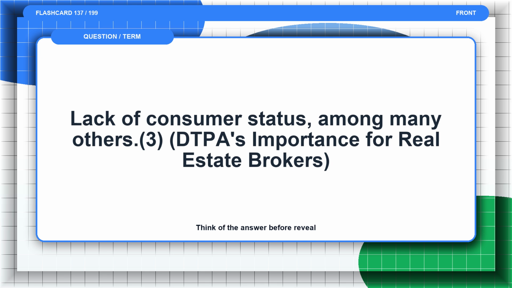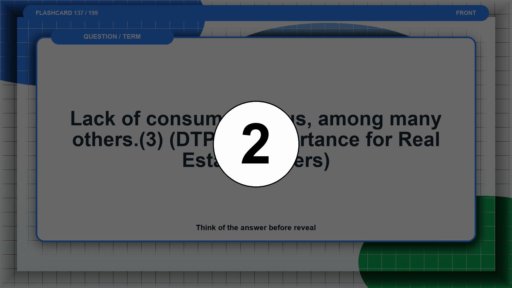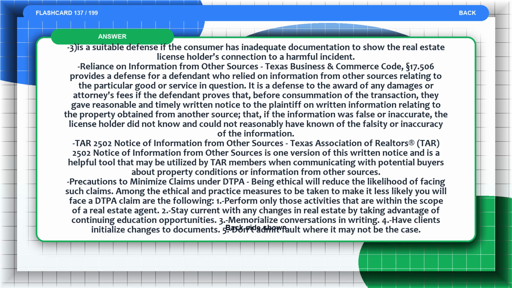Flashcard 137. Lack of consumer status, among many others. 3. DTPA importance for real estate brokers. Pause and think of the answer before the reveal. The answer is 3. It is a suitable defense if the consumer has inadequate documentation to show the real estate license holder's connection to a harmful incident.